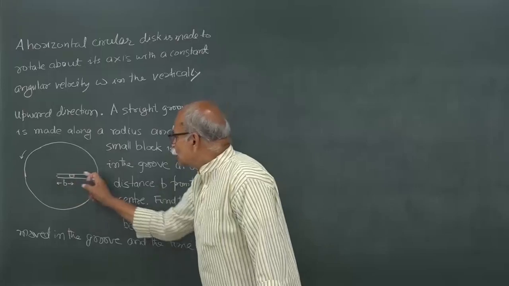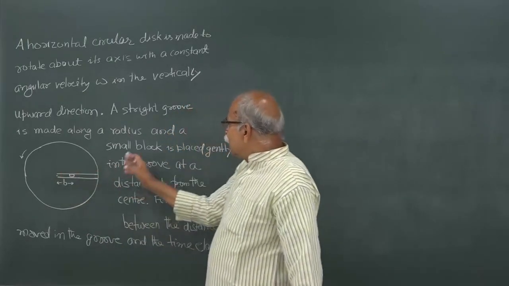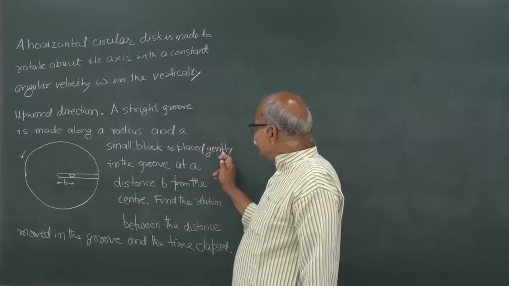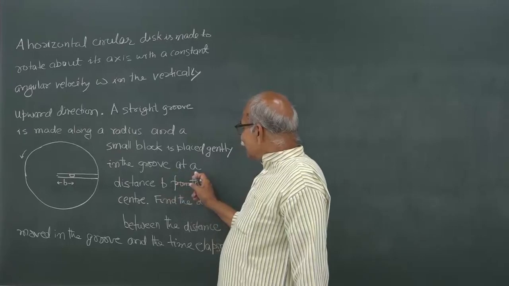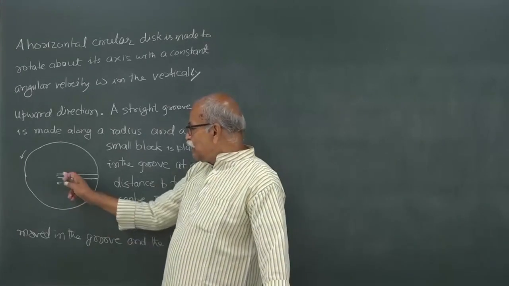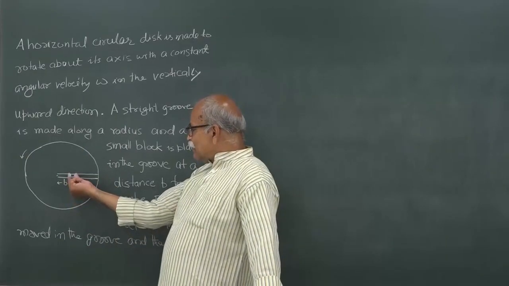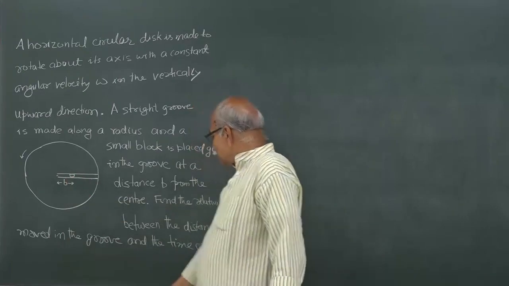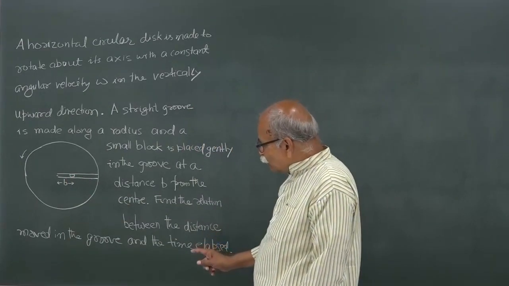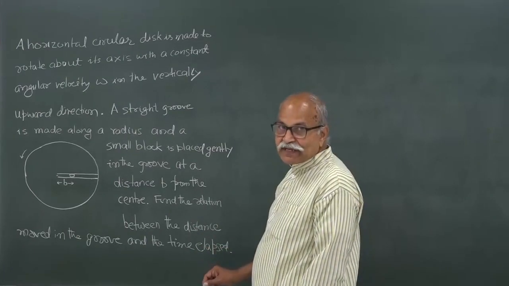This is a groove cut in this disc, and a small block is placed gently in the groove at a distance b from the center. So, at a distance b from the center, on the rotating disc, remember, we gently place a small block here. Find the relation between the distance moved in the groove and the time elapsed. So, that is the question.